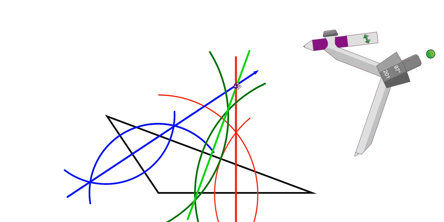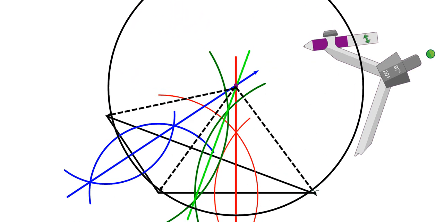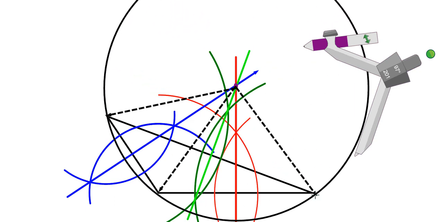So this purple dot is equidistant from this vertex, that vertex. In other words, and maybe I can do this, this distance, this distance, this distance are all the same. What does that mean? That means there's a circle centered here that goes through all three vertices of that triangle.